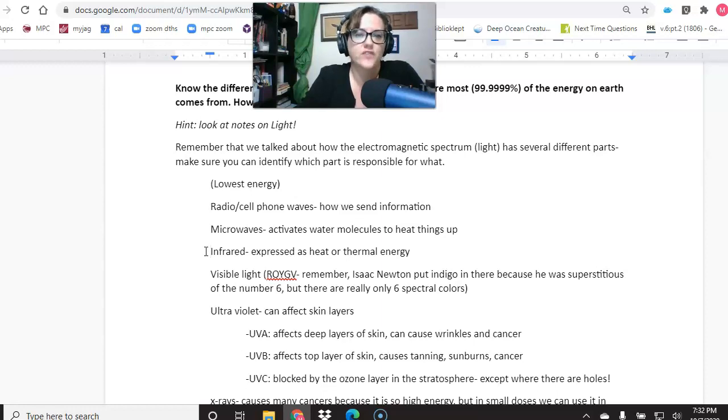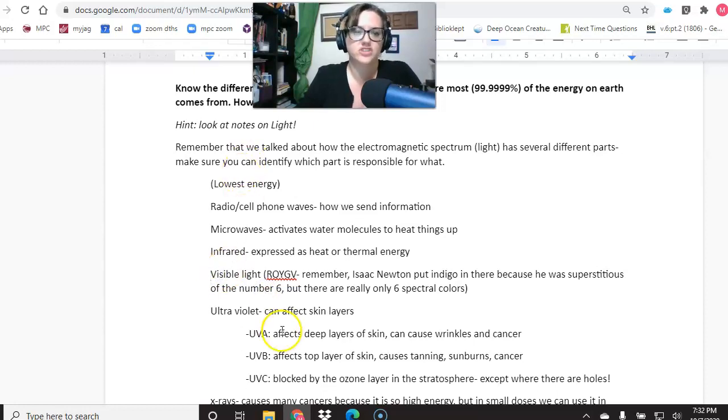Okay, infrared. Infrared is the expression, we call it heat. Okay, so whenever you are giving off heat, you're giving off infrared energy. A lot of animals can sense infrared energy, or the heat given off by an animal, and that's how they hunt. They then get into the visible light spectrum.